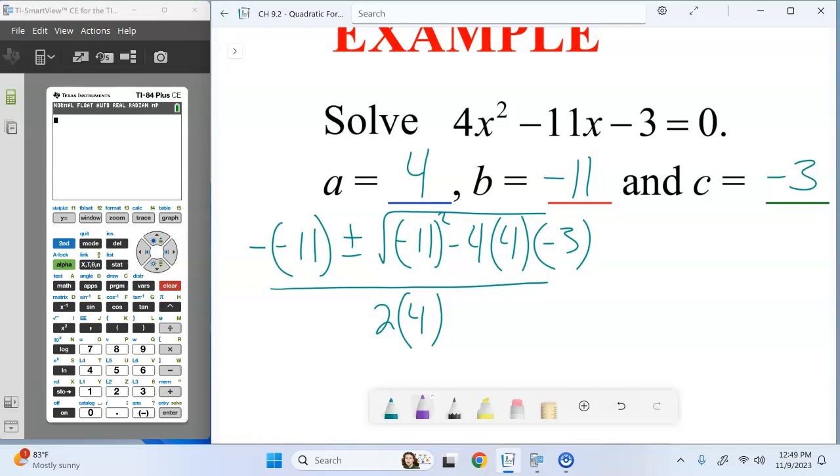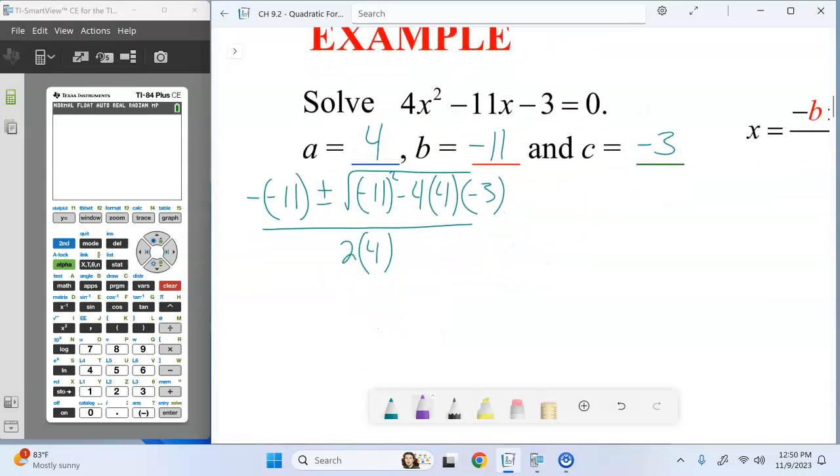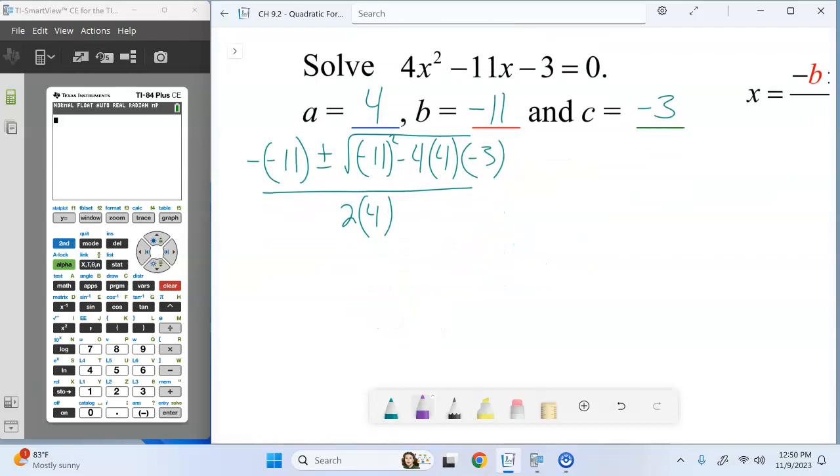Step 2, I want you to simplify it in chunks. Don't try and evaluate it all at once. You're going to make a mistake. All right? So we can simplify the double negative. We can simplify the denominator. And then we can simplify what's in the square root.